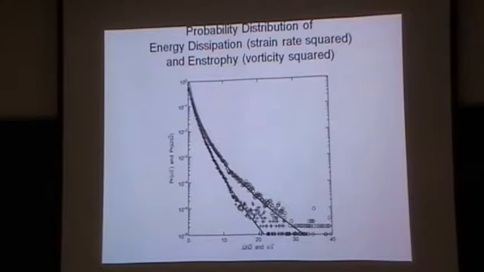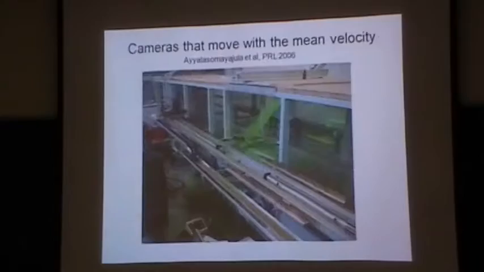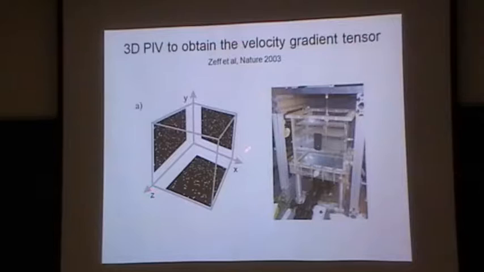A drawback of this technique is that because you need to get all of this within a few Kolmogorov lengths, you can't go to really high Reynolds numbers very easily, because as you increase the Reynolds number, the Kolmogorov scale rapidly gets smaller if the apparatus is fixed. And so they did these measurements at R lambda 50 something, which is quite a low Reynolds number.